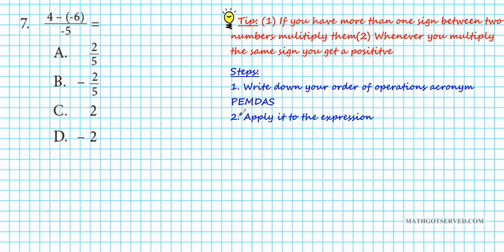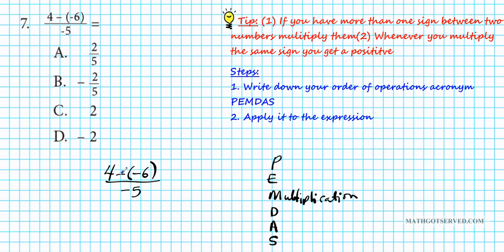So the steps we're going to use are as follows. We're going to write down our order of operations acronym, PEMDAS. Please excuse my dear Aunt Sally. And apply it to this expression, okay? So let's write down the problem. 4 minus negative 6 divided by negative 5. Order of operations, please excuse my dear Aunt Sally. We don't have any parentheses or exponents here, but we have multiplication. What are we multiplying? This sign right here is being multiplied by this number right here, okay?